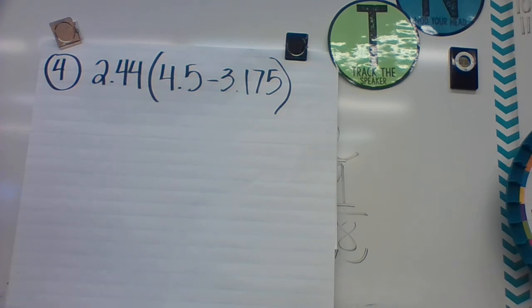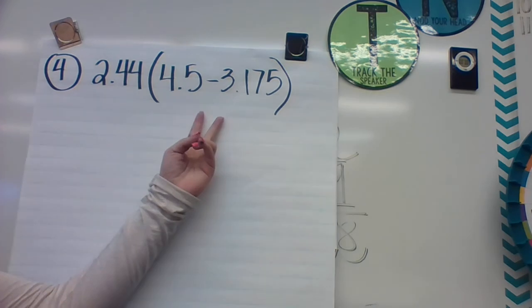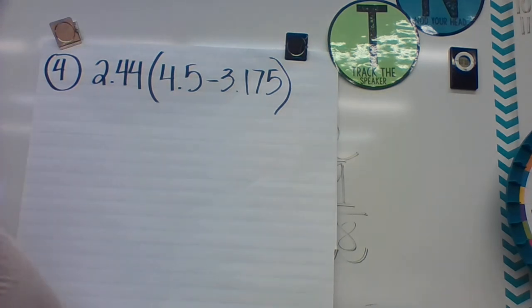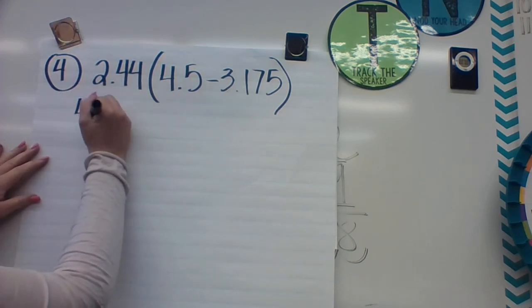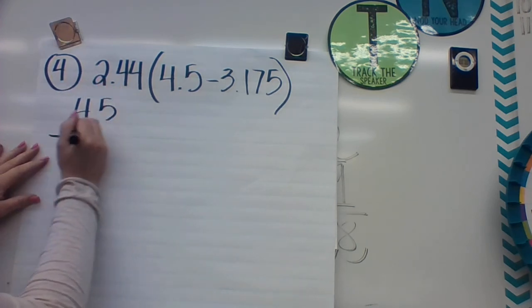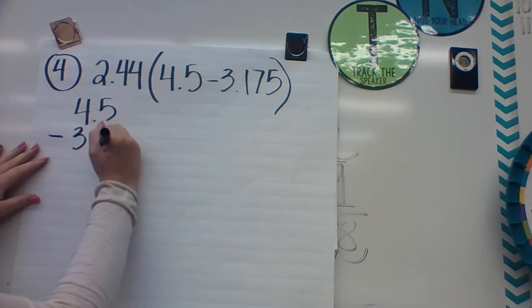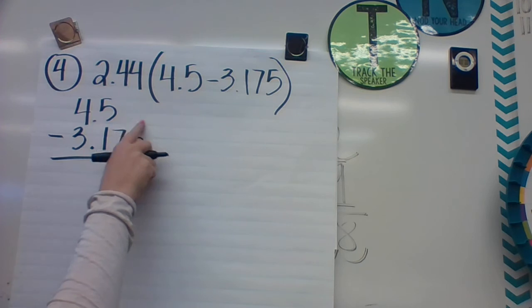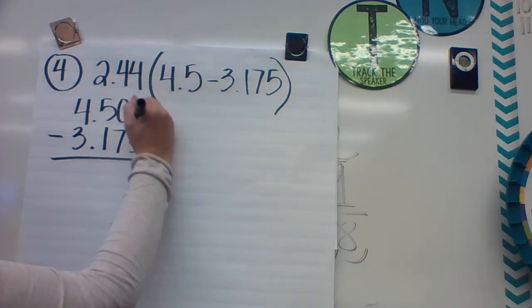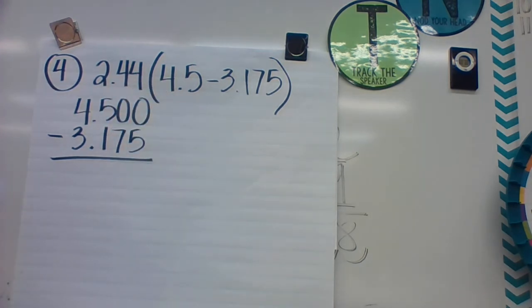The first thing I notice is the parentheses. So we're going to work with what's in our parentheses first. So we're subtracting. So let's remember what the most important thing about adding and subtracting decimals is. Line up those decimals. So 4.5 minus 3.175. In these empty spaces, I'm going to fill them in with zeros. And then I'm going to subtract just like I normally would.